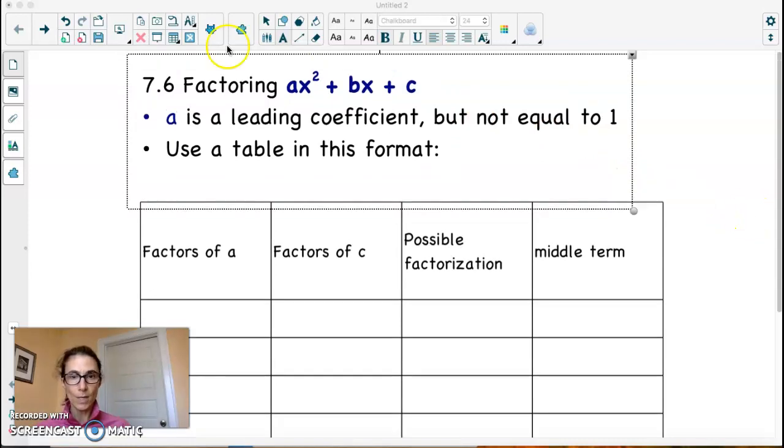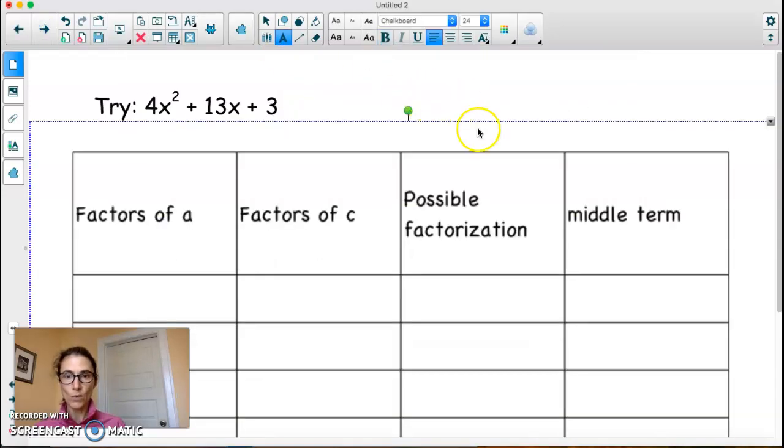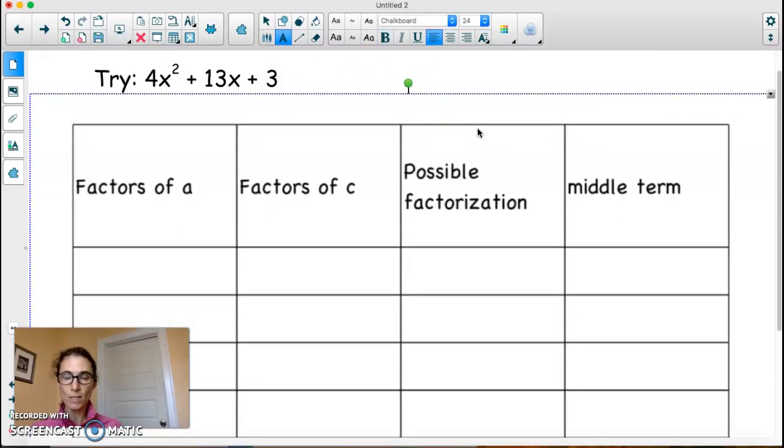Okay, so let's go ahead and try an example. The first example that we're going to do is 4x squared plus 13x plus 3. So we're going to look at possible factors of A and possible factors of C. The good news is the only possible factors of C in this case are 1 and 3. But we have to have them in the right combination of factors of A. So let's get started.